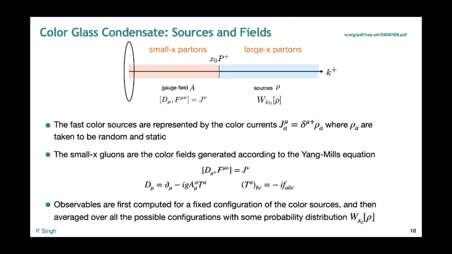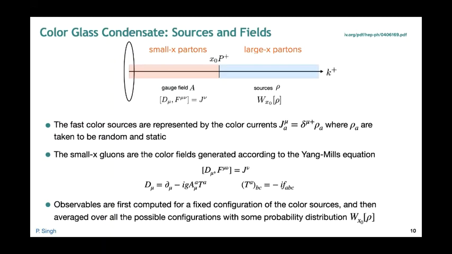So the large x partons can be expressed in terms of the sources, and these sources are expressed in terms of the weight functional, and the small x partons are expressed in terms of the gauge fields. So these fields and the sources are related by your Yang-Mills equation. Now, as we just saw, the fast color sources are represented by the color currents, and they are expressed in terms of your color charge density. And just because of the uncertainty principle, we saw that they can be taken to be random and static.